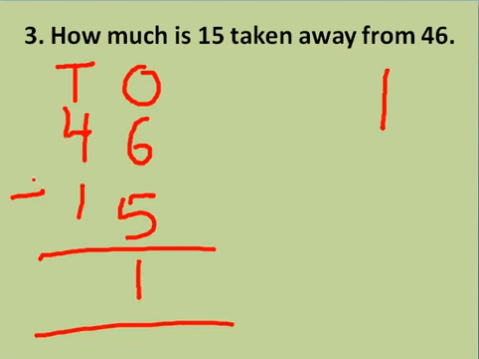Same like that, 4 minus 1. After 4 I'll start my backward counting and come up to 1. After 4 it is 3, 2 and 1. After 4, I started my backward counting and I came up to 1. Now let us count how many standing lines there are. 1, 2 and 3. 3 standing lines. So how much is 15 taken away from 46? It is 31.